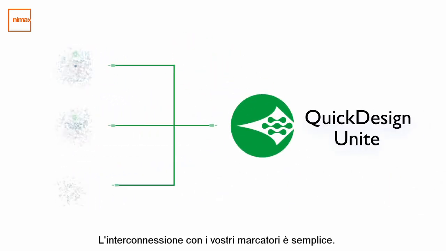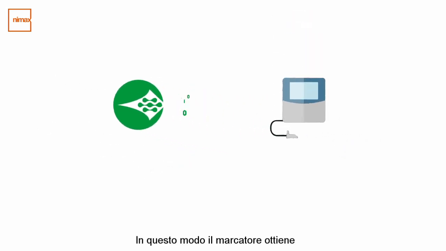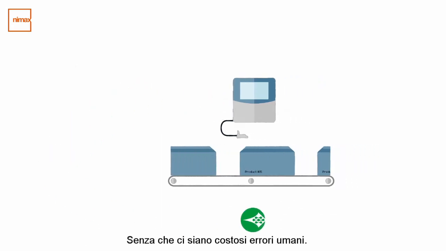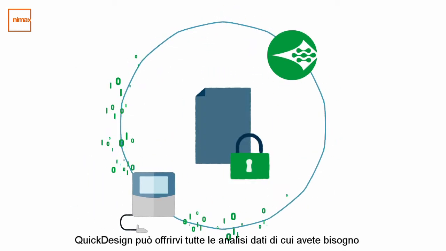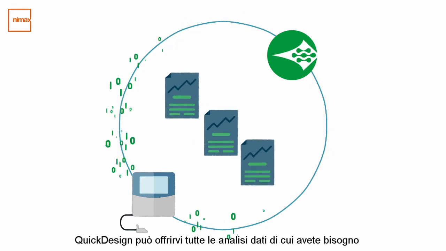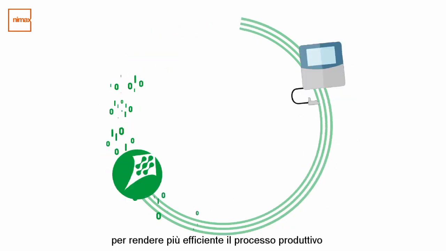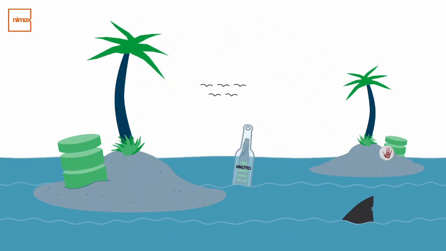Interconnectivity with your coders is easy, no matter what ERP system you're using, allowing equipment to get the right information to the right product automatically without costly human errors. And because we offer full integration with enterprise networks, QuickDesign Unite unlocks the analytics you need, increasing productivity and providing important data to streamline the production process without having automation silos.